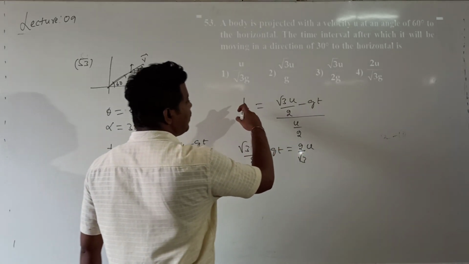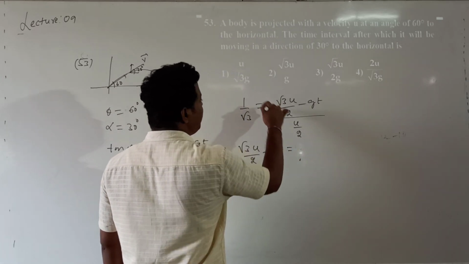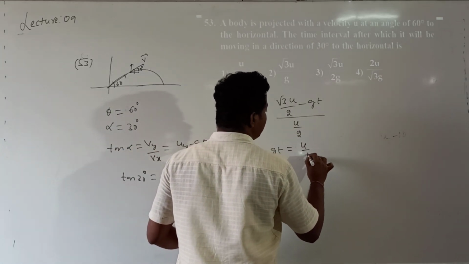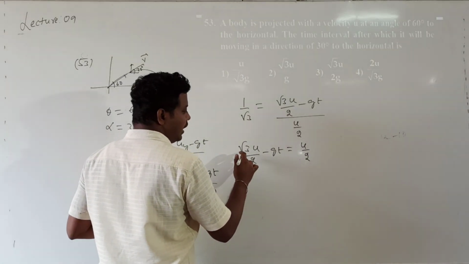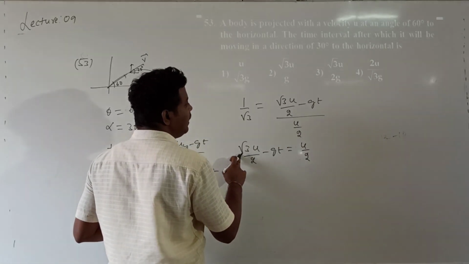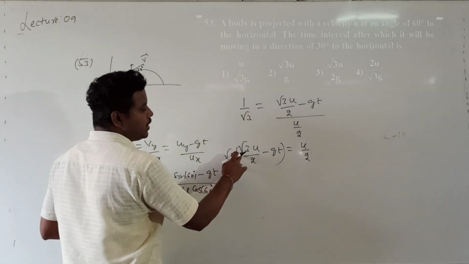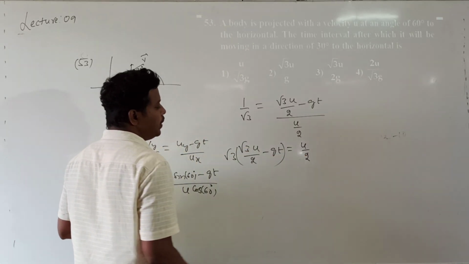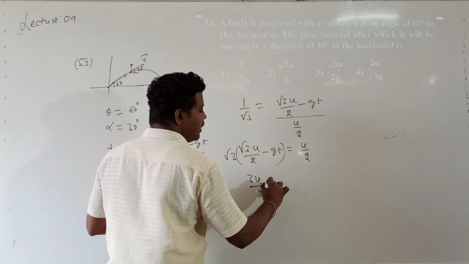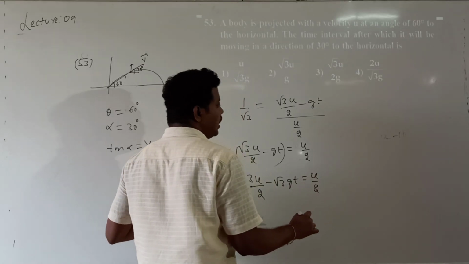So can I send this term? This value is only multiplication, so it will go to the numerator, that is 2u by 2. And what about this one? Here root 3 belongs to both terms, so I need to multiply root 3 with each term. Correct? Root 3 into root 3 into u by 2 minus gt is equal to u by 2. Then what will I get? 3 into u by 2 minus root 3 into g into t will be equal to u by 2.